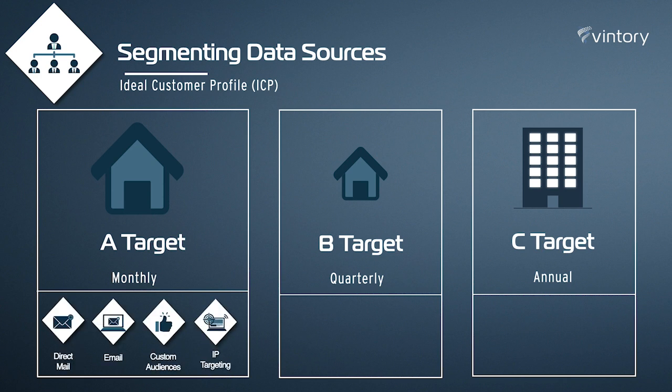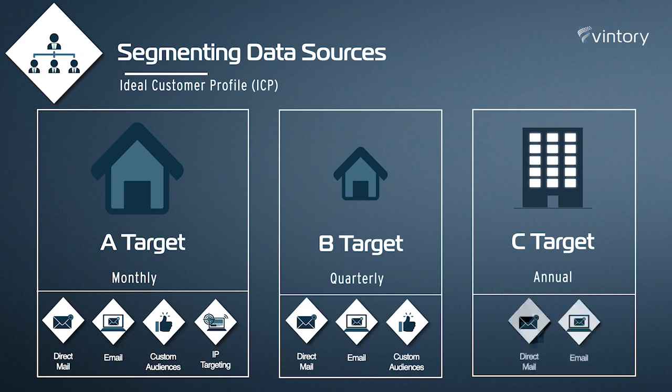But you can also do this by segmentation of the marketing campaigns as well. So if you can see in this campaign, in this example, we actually are running all of our campaigns on our A targets, but only direct mail and email for our C targets. So it's not just about the cadence of it, but actually which campaigns you're running directly to them.